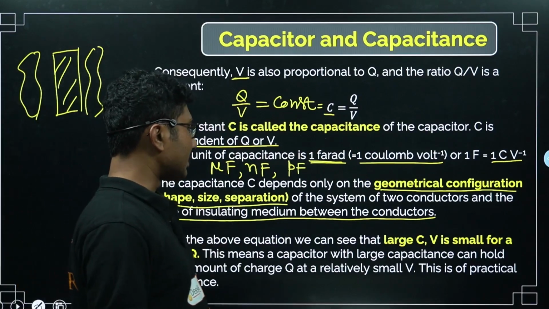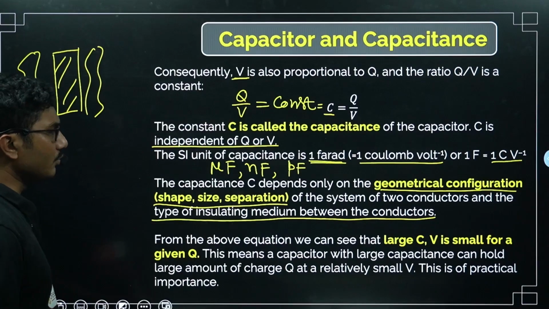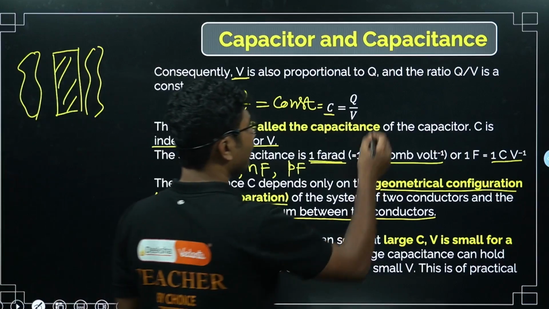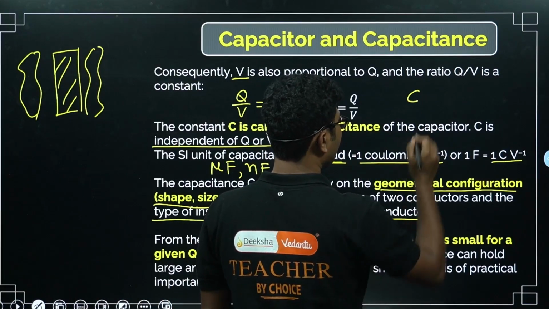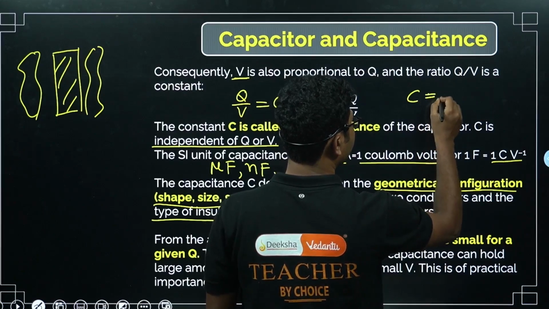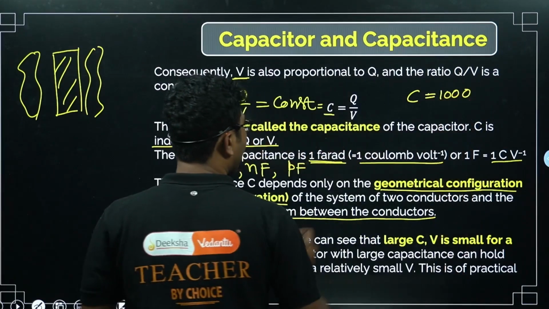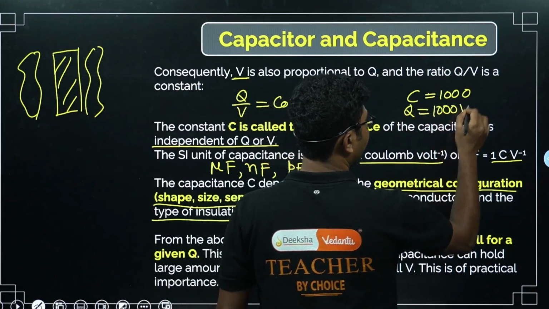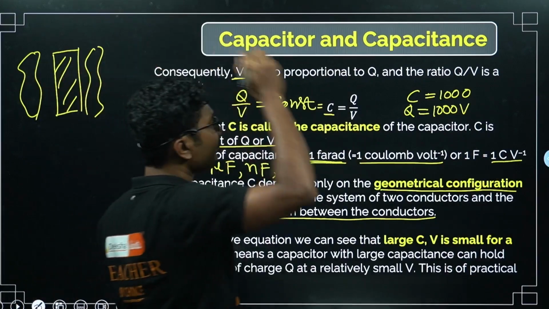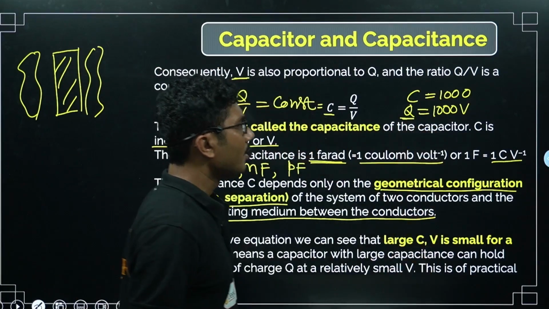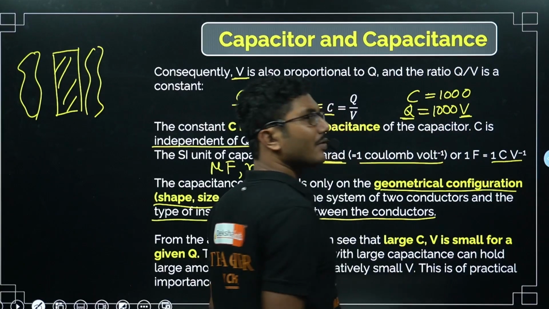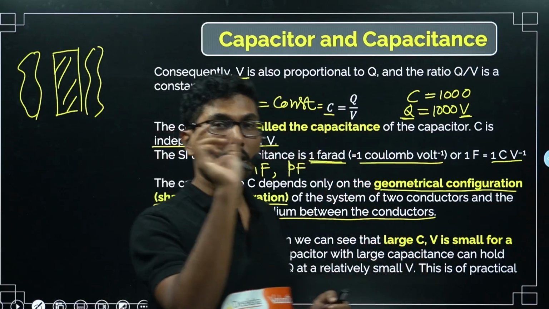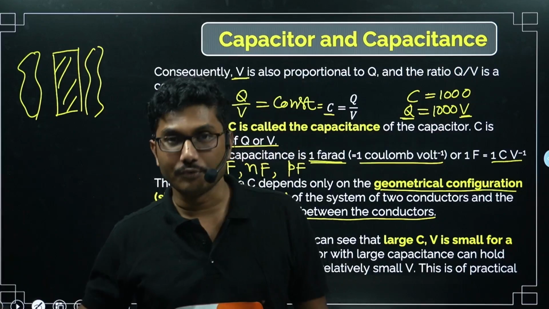From the above equation we can see that for large C, V is small for a given Q. Now if you see this equation, if C is large, say C has a very high value, say 1000, then what is the value of Q? Q is 1000 V, right? Now we can achieve a very high amount of charge keeping the value of V very low, even if suppose V is 1 volt, which is very low, even lesser than your AA battery.